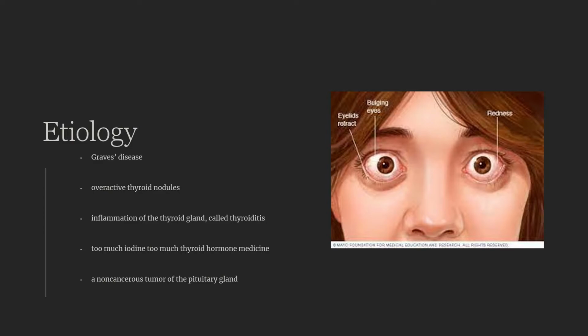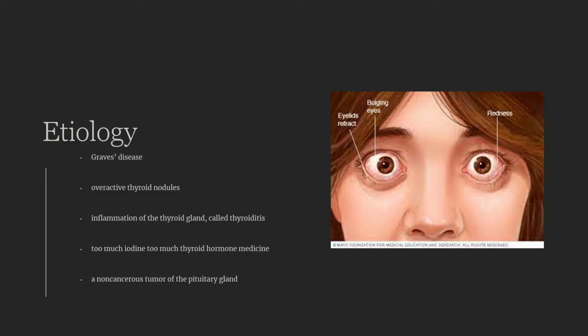All right. For our next slide, the etiology of what causes hyperthyroidism. It has several causes. One of them is Graves' disease. Others are an overactive thyroid nodule, inflammation of the thyroid gland, which is called thyroiditis, too much iodine, too much thyroid hormone medicine, and a non-cancerous tumor in the pituitary gland. These are all causes.